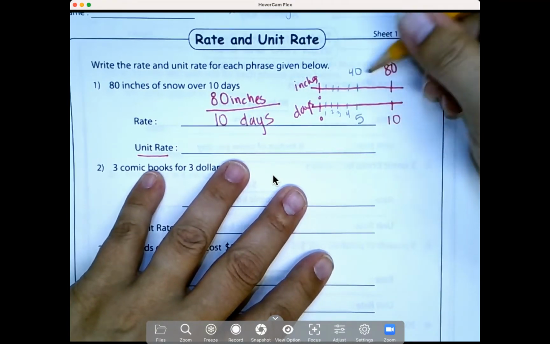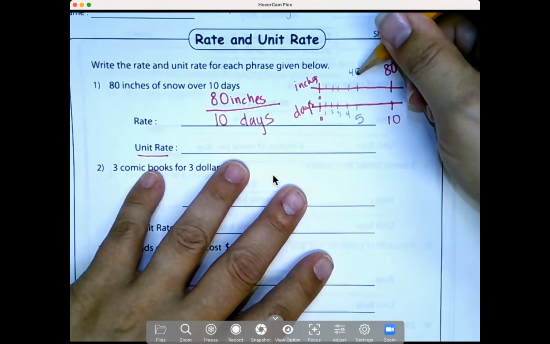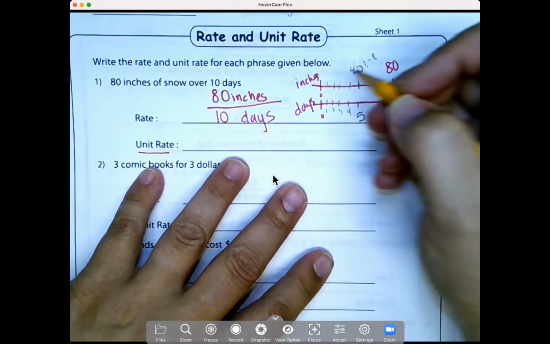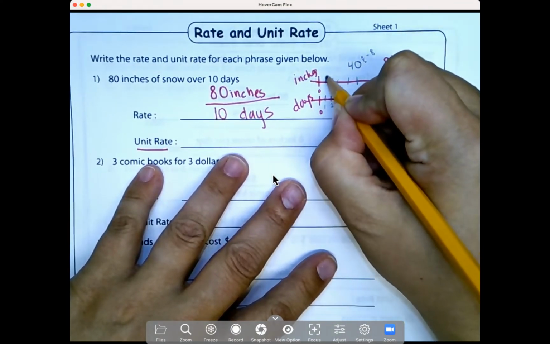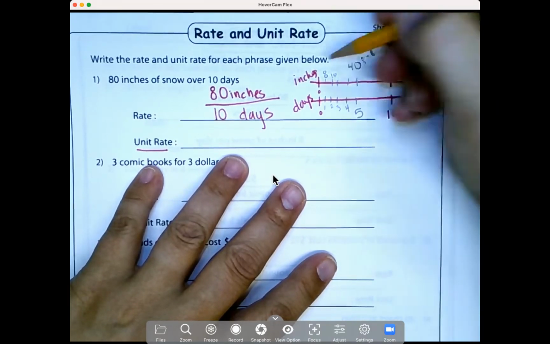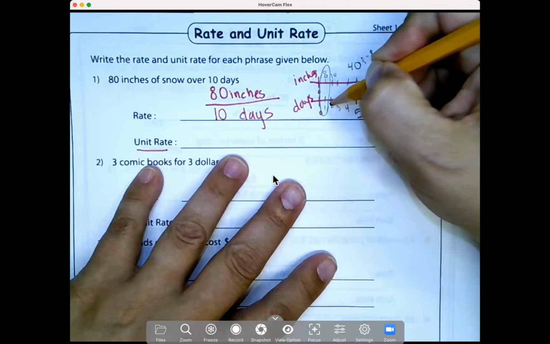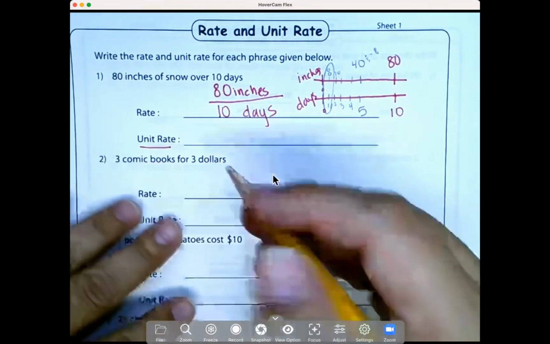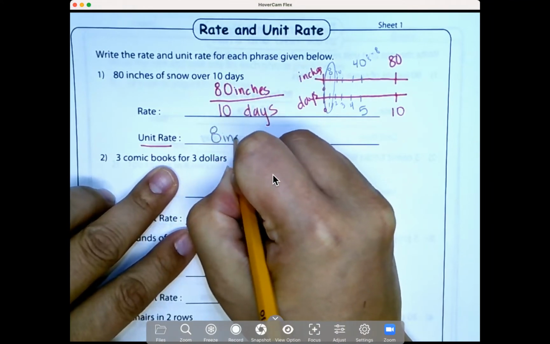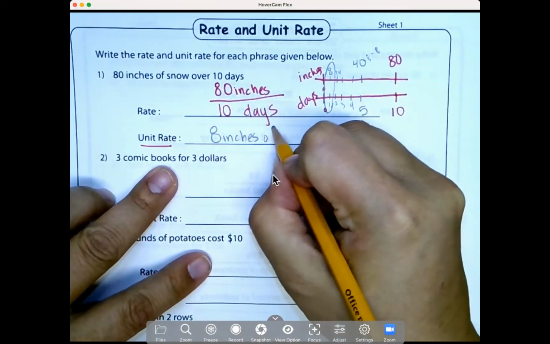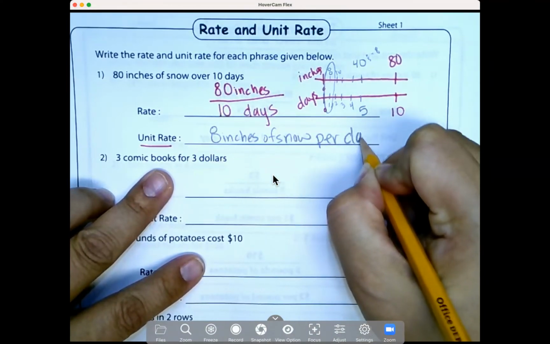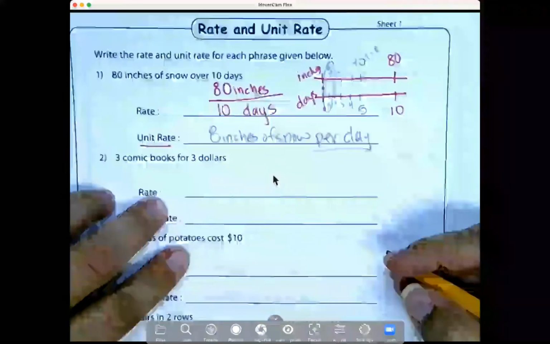We did this one in the previous video. So 40 divided by 5 equals 8. So I have 8, and I could actually just stop there. I wouldn't need to put in all the rest of the values, because in 1 day, I would have 8 inches of snow. So my unit rate is 8 inches of snow per day, and that indicates per 1 day.